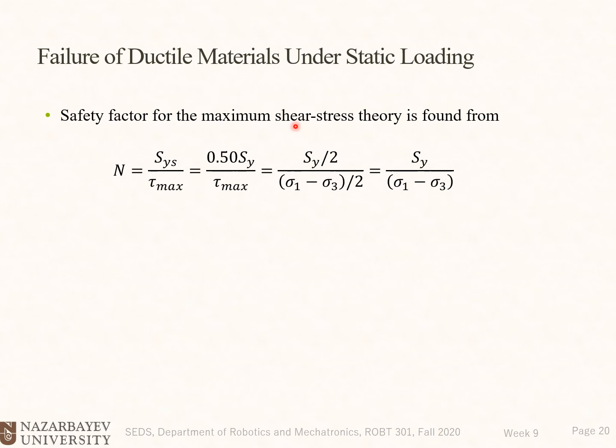The safety factor for the maximum shear stress theory is found from this equation now. So the safety factor is equal to SYS, which is the shear yield strength, divided by the maximum shear stress, tau max. SYS is equal to half of SY based on the maximum shear stress theory, divided by tau max. Tau max, based on the Mohr circle, is equal to sigma 1 minus sigma 3 divided by 2. And then we have a safety factor based on principal normal stresses, sigma 1 and sigma 3.